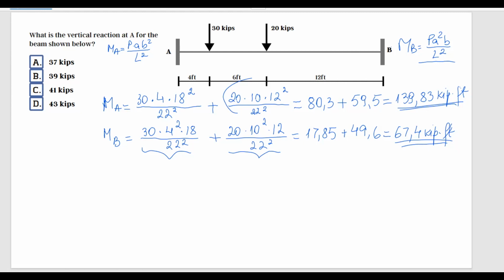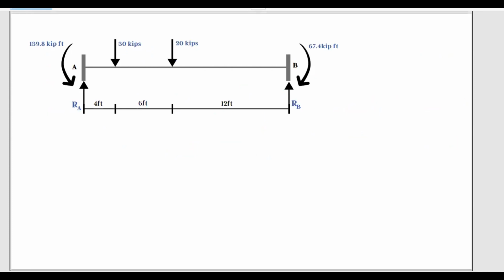The fixed supports also have horizontal reactions, but in this case, we don't have any horizontal forces, so the horizontal reaction is going to be 0. So the only unknowns are going to be the vertical reactions. So now we're going to input these moments onto our beam, just like that.